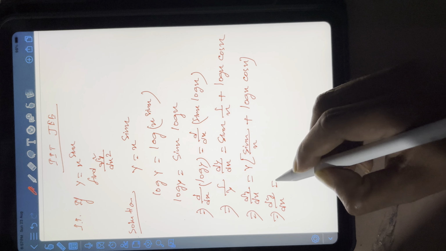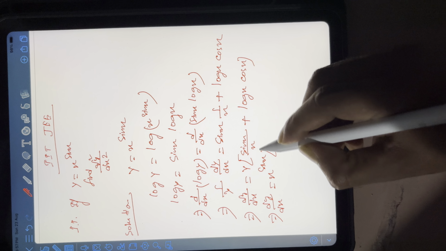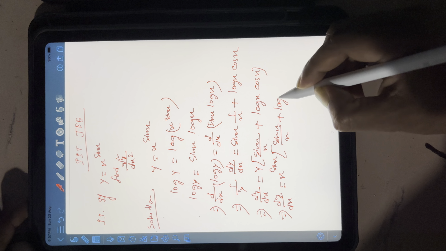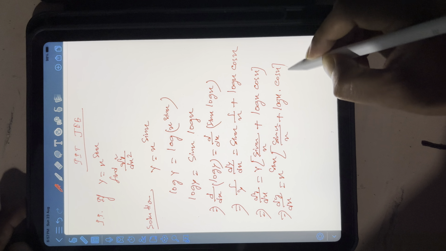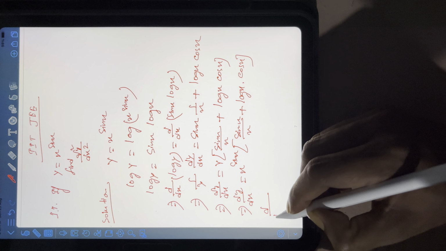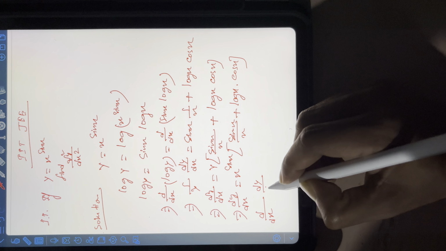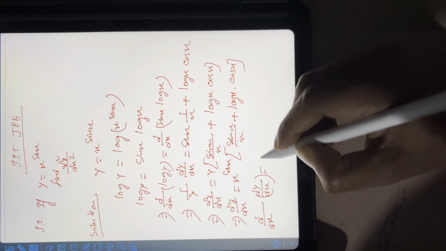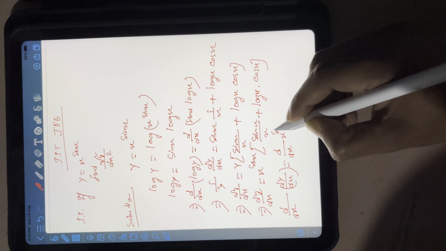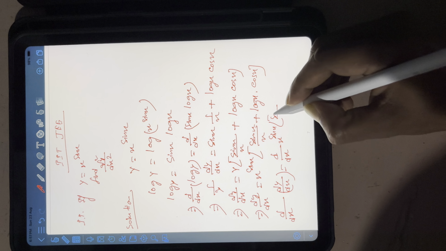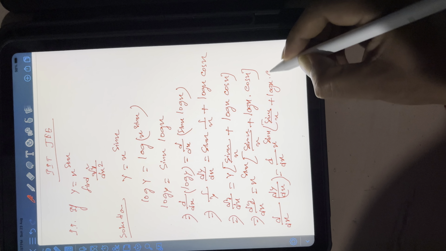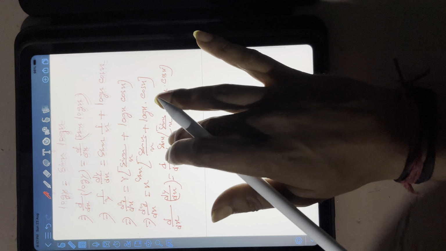What is the value of y? x to the power sin x. So dy/dx = x^(sin x) [sin x / x + log x cos x]. Again we need to differentiate it: d/dx of dy/dx, where dy/dx is x^(sin x) times (sin x / x + log x cos x).